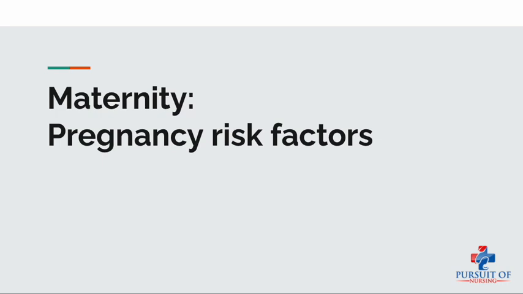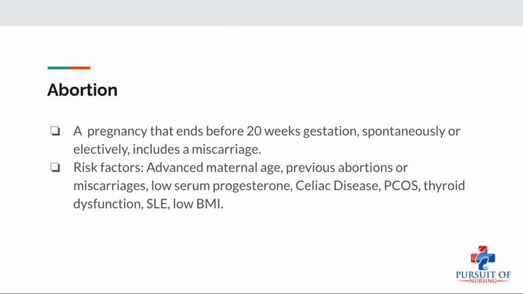Risk factors and different diseases and conditions that you will see during pregnancy. So first is abortion. Abortion is defined as a pregnancy that ends before 20 weeks gestation. This can be either spontaneously or electively. And in the realm of abortion, this also includes miscarriages.